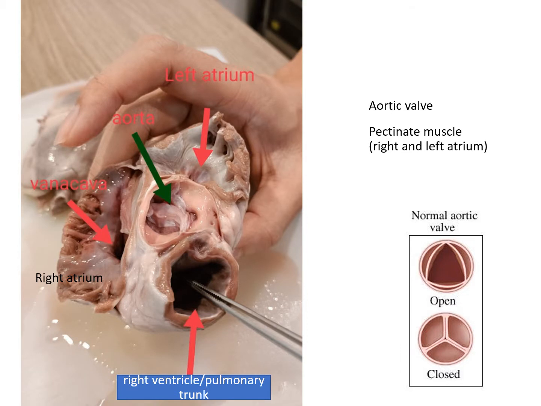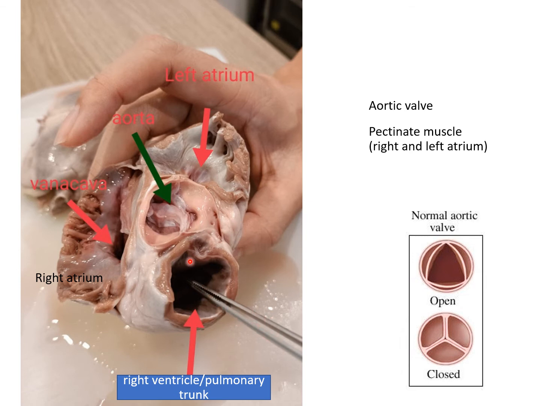This is the upper view of the heart, and I can identify four structures here. Let's start with the left atrium and aorta and the right atrium here, and then this one I think is the right ventricle, connecting to the pulmonary trunk. How do I know this structure? Because I put forceps in to check where the hole goes through.